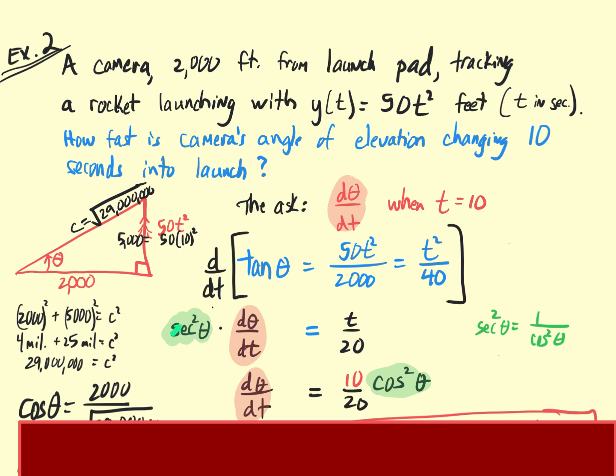Go back to your picture. Secant is the reciprocal of cosine. Cosine is adjacent over hypotenuse. So secant will be hypotenuse over adjacent. That means we have to find the hypotenuse. So using the Pythagorean theorem, hypotenuse is the square root of 29 million. So cosine of theta is 2,000 over the square root of 29 million.